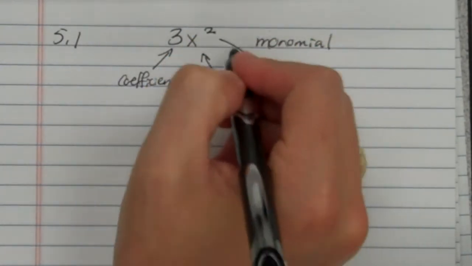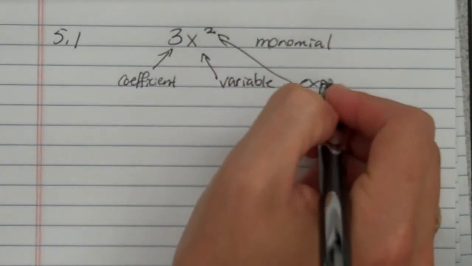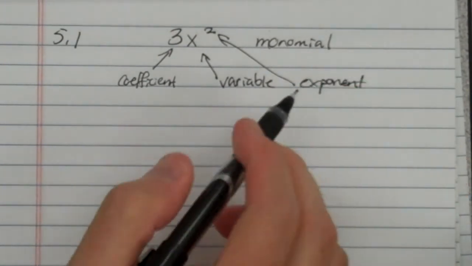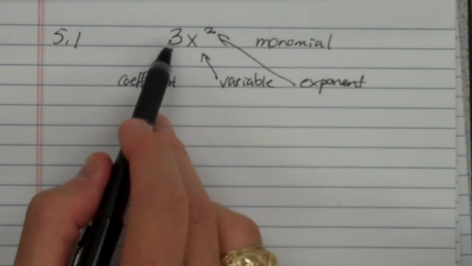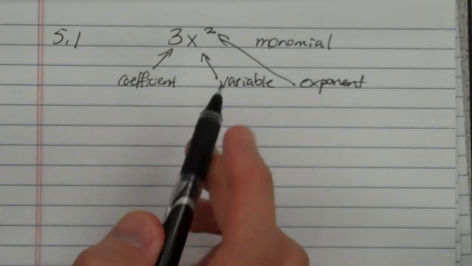And then this is, of course, an exponent. And an exponent is usually attached to a variable because if the exponent was attached to the coefficient, we would just do the math and we'd have a new coefficient. So this is a monomial.